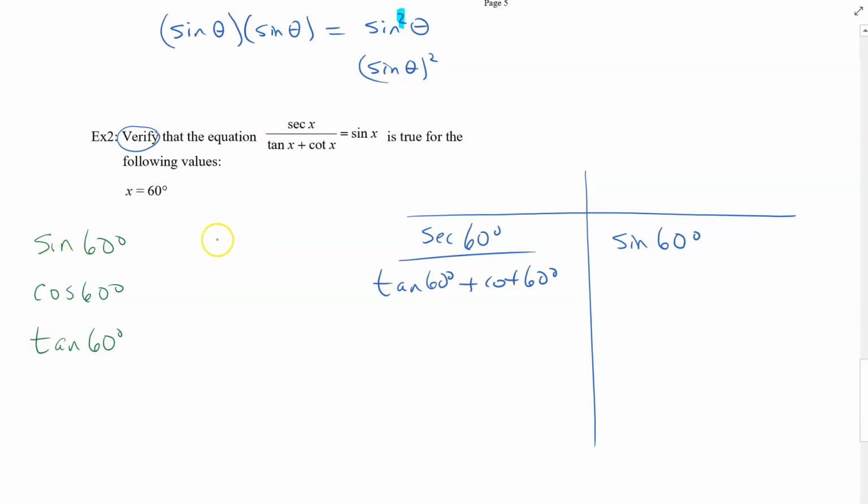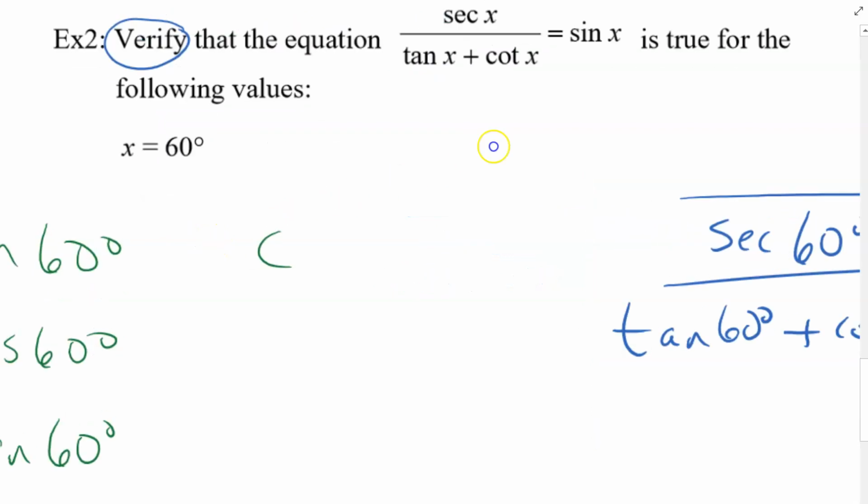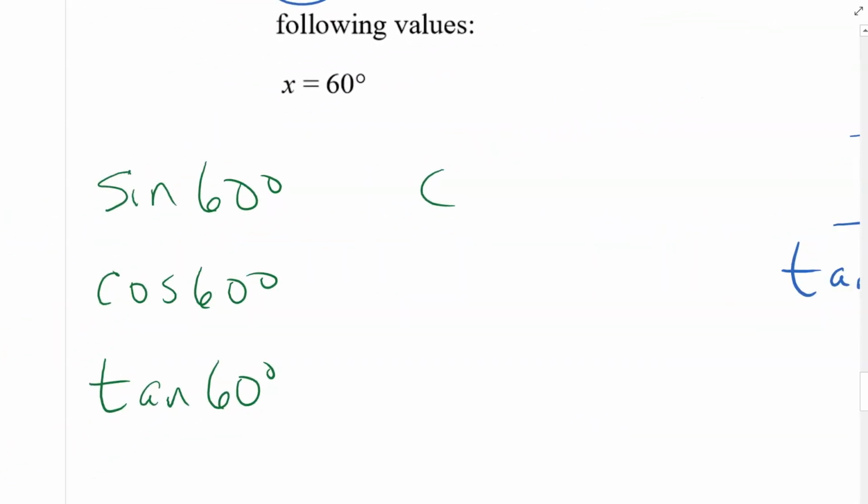So the inverse of sine is cosecant. Here, I'm moving a little bit. The inverse of sine is cosecant of 60 degrees. The inverse of cos is the secant, sorry. Secant of 60 degrees. And I'm saying inverse, but technically it's the reciprocal. The reciprocal of tan is cotan.